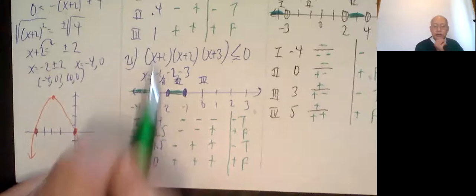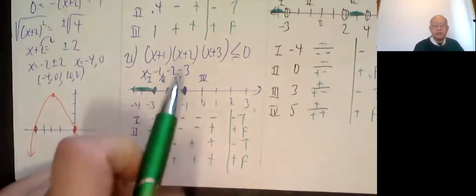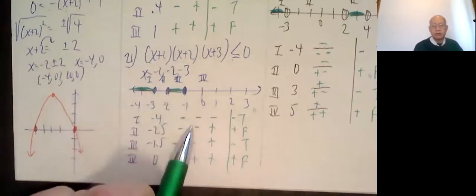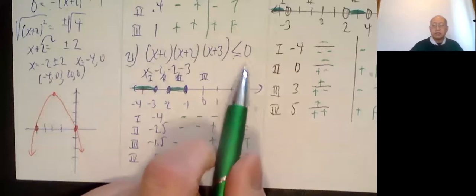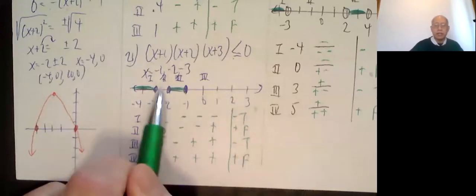-2.5 plus 1, negative. -2.5 plus 2 is negative. -2.5 plus 3 is positive. So 2 negatives makes a positive. Is a positive less than or equal to 0? No, that's false. Don't shade in that region.